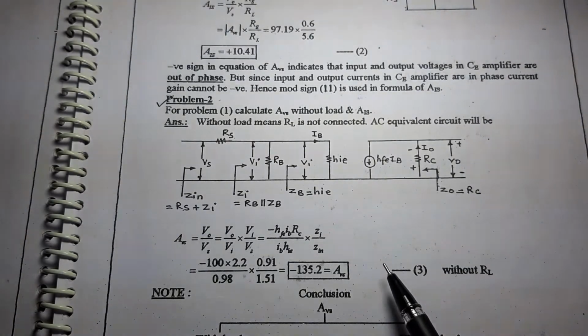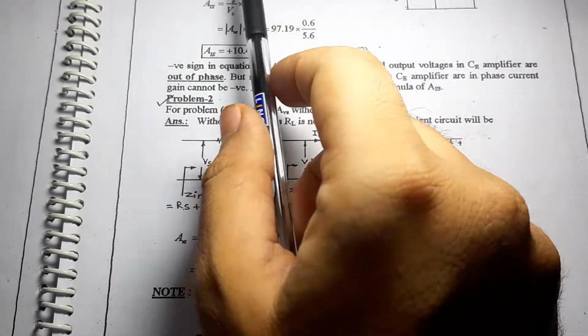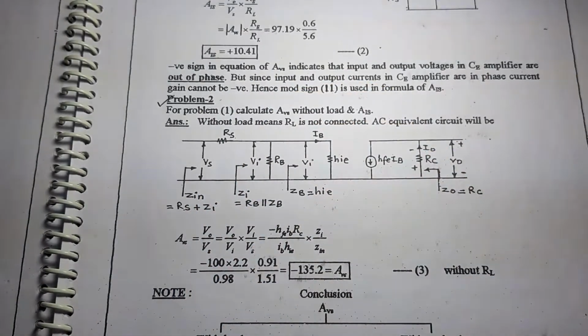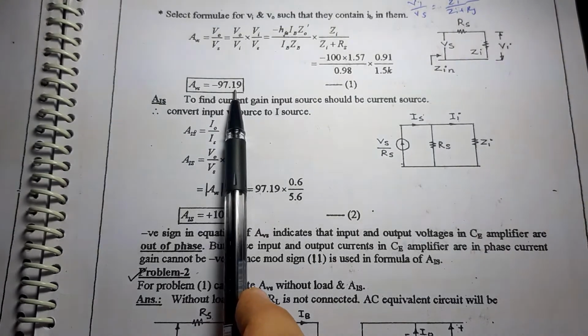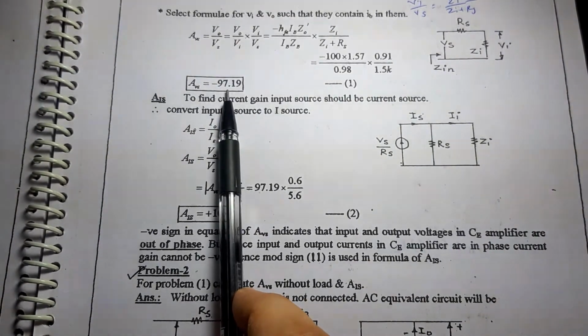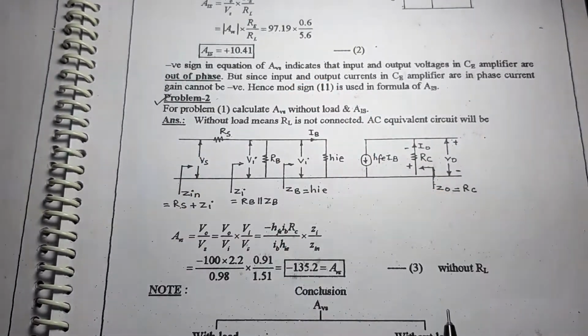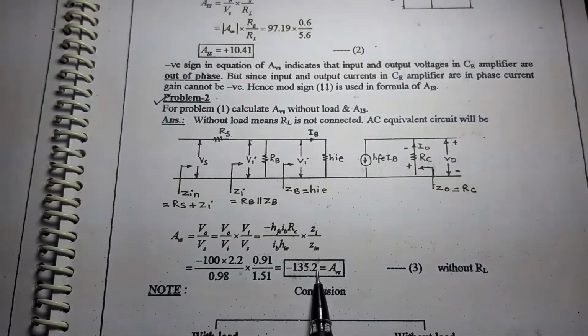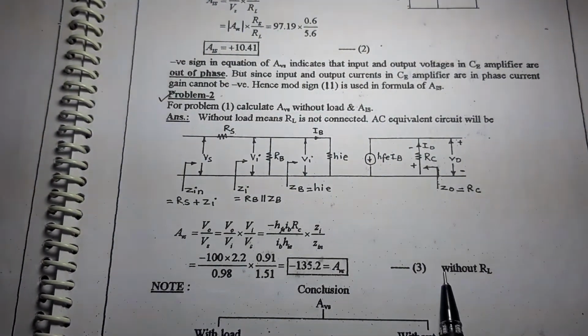So in the previous lecture, the value of AVS was minus 97.19. This was by considering the load resistance in the circuit diagram. Over here, this AVS is equal to minus 135.2. The increased value is because we didn't have an RL in the circuit diagram.